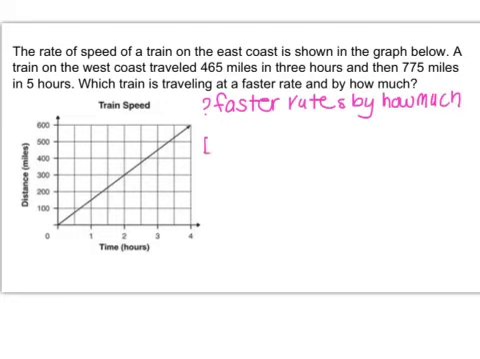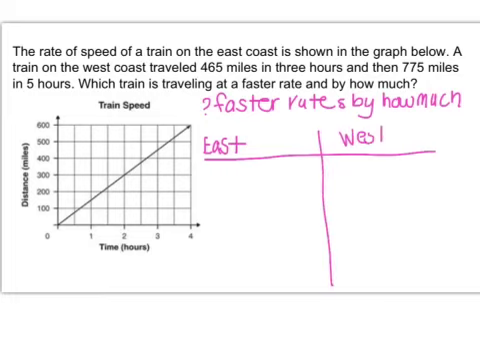So I'm going to do the East Coast train, which is our graph, first. I need to find both east and west, so I'm going to split up my paper into two. If I have a graph and I want to find the rate of speed, I first need to find a clear point where I can tell exactly the y and exactly the x. So I'm going to use this point right here at 300 miles in 2 hours. Now when my line goes through the origin, or it starts at 0, 0, I only need to find one point, and I need to divide.